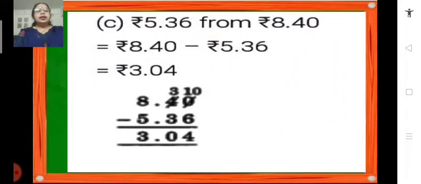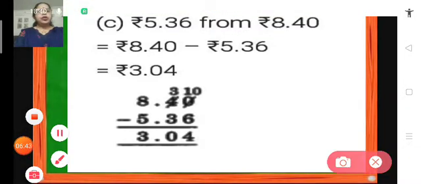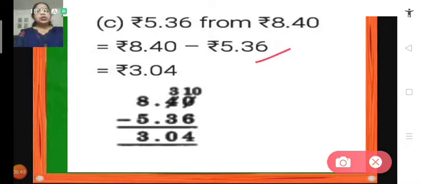C. 5.36 from 8.40. So, we have 8.40 minus 5.36. Both are like decimals. So, we just write them according to the place values like this and start subtraction. So, we start subtracting from extreme right, from hundredths place. So, here we have 0.